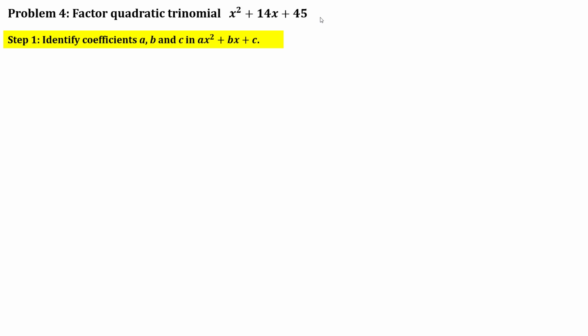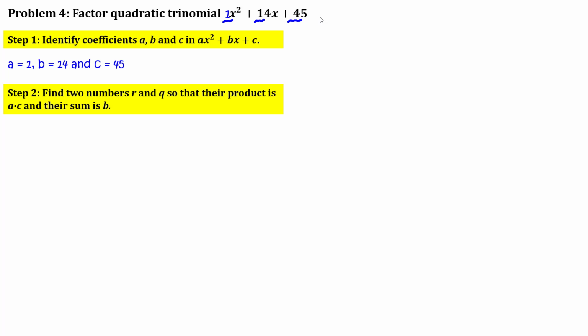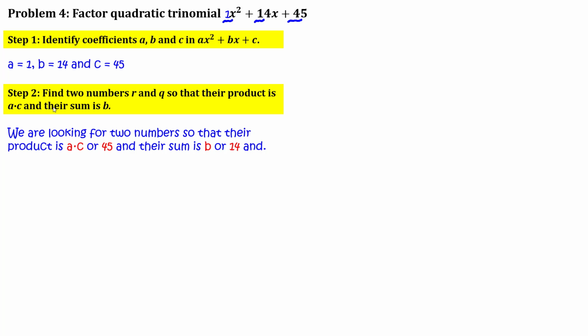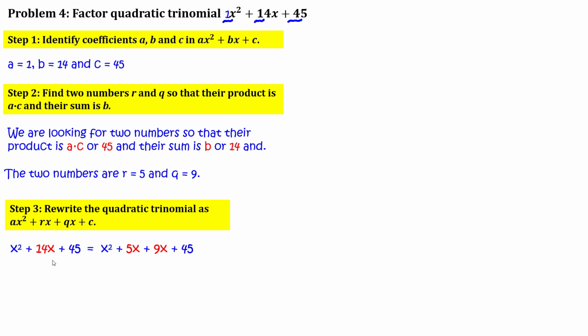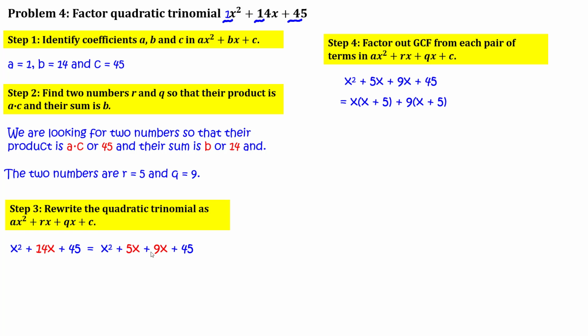The first step is to pick out a, b, and c. A is 1, b is 14, c is 45. So find two numbers so that their product is a times c, or 45, and their sum is b, or 14. Two numbers that multiply to 45 and add up to 14 are 5 and 9, or 9 and 5. So the next step is I'm going to write x squared plus 14x plus 45 as x squared plus 5x plus 9x plus 45. Then I'm going to factor out x from x squared plus 5x to get x times x plus 5, and then 9x plus 45 to get 9 times x plus 5.